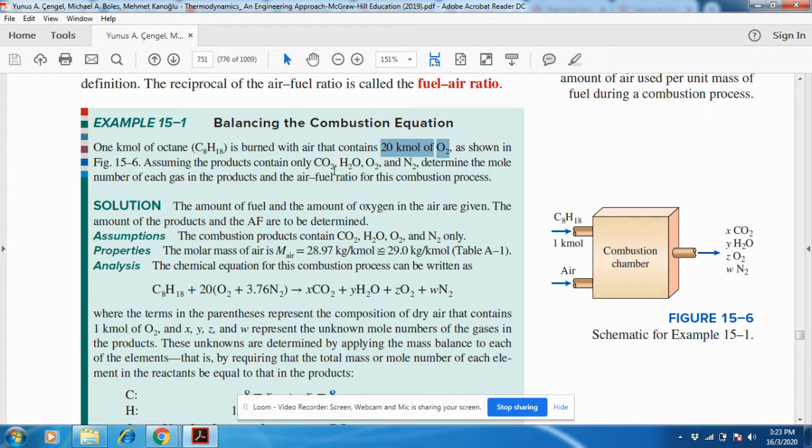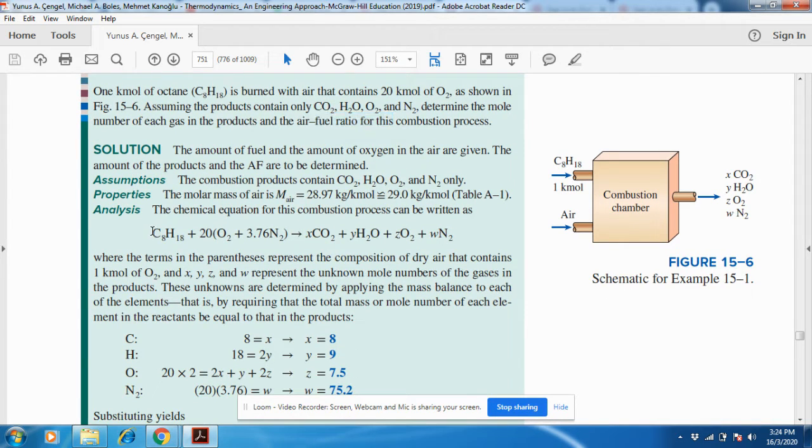For the purpose of products, there is CO2, there is water, there is oxygen, there is nitrogen. But we have not been given how much carbon dioxide, how much water, how much oxygen, how much nitrogen there is. Rather, we have been asked to find how many kilomoles of CO2, water, oxygen, and nitrogen there would be. Lastly, we have been asked to find the air-fuel ratio.